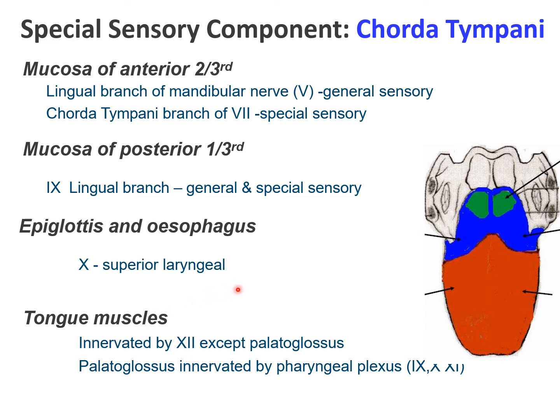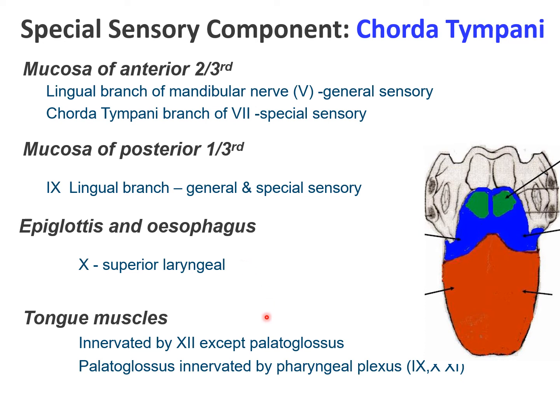Then you also might be aware that there are taste buds present in the epiglottis and esophageal region. Now these taste buds are not directly concerned with taste sensation as such, but they are more for protection of the airway. When taste stimuli reach the epiglottal region or the esophagus, they can initiate a cough reflex. So the taste buds in the epiglottis and esophagus, their innervation is provided by the superior laryngeal branch of the vagus nerve, which is the 10th cranial nerve.